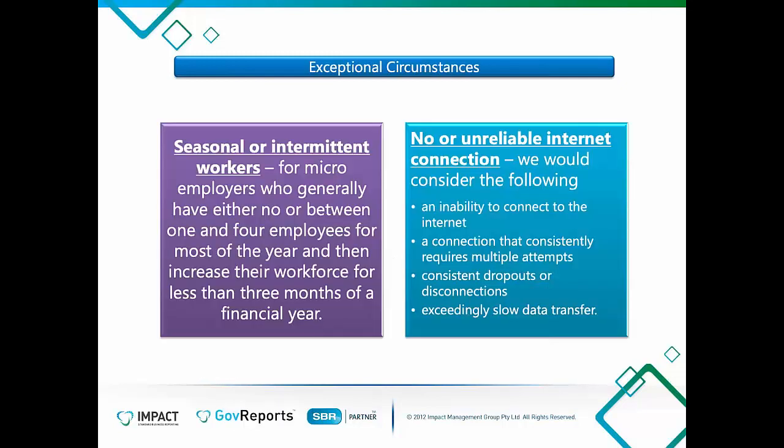And of course the seasonal workers are still included now, but they are included under that micro exception rather than their own little category. So no or unreliable internet connection, this is their definition: an inability to connect to the internet, a connection that consistently requires multiple attempts to connect, consistent dropouts or disconnections, and exceedingly slow data transfer. And again, I don't know if there's a number that goes with that, but the ATO are definitely trying to restrict that concessional quarterly lodging.